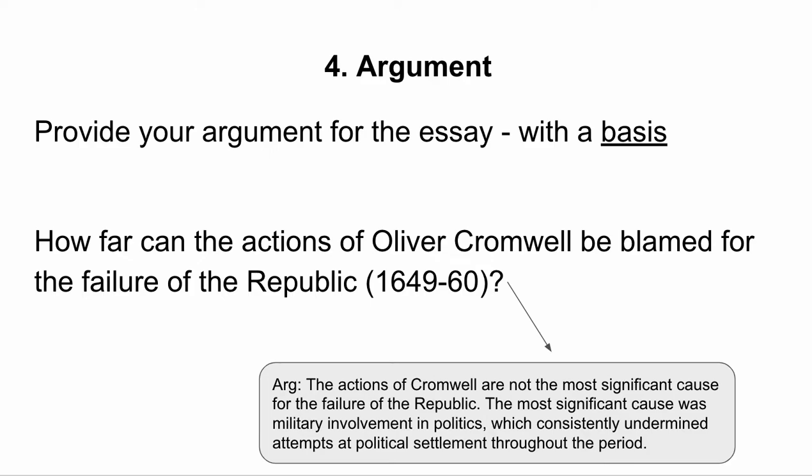How far can the actions of Oliver Cromwell be blamed for the failure of the Republic, 1649-60? So your argument could be something like this. The actions of Cromwell are not the most significant cause for the failure of the Republic. The most significant cause was military involvement in politics, which consistently undermined attempts at political settlement throughout the period. So you're not just saying it wasn't Cromwell, it was the military. You're saying it was the military because, and giving that basis.